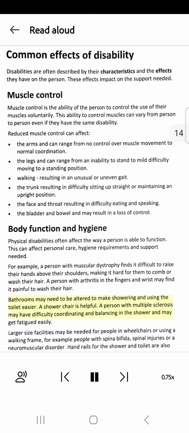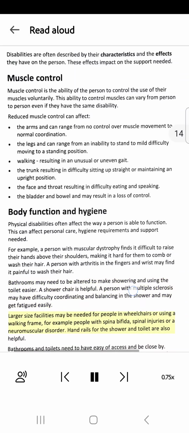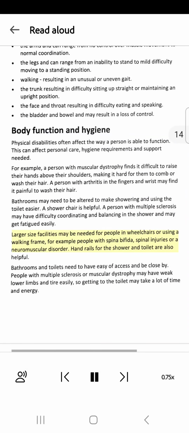A person with multiple sclerosis may have difficulty coordinating and balancing in the shower and may get fatigued easily. Larger size facilities may be needed for people in wheelchairs or using a walking frame, for example people with spina bifida, spinal injuries or a neuromuscular disorder. Handrails for the shower and toilet are also helpful.